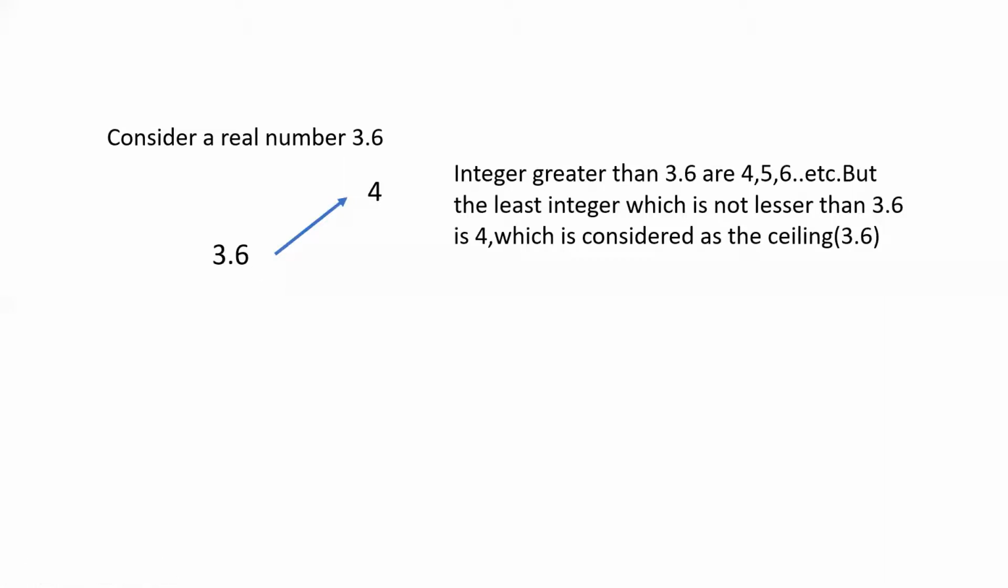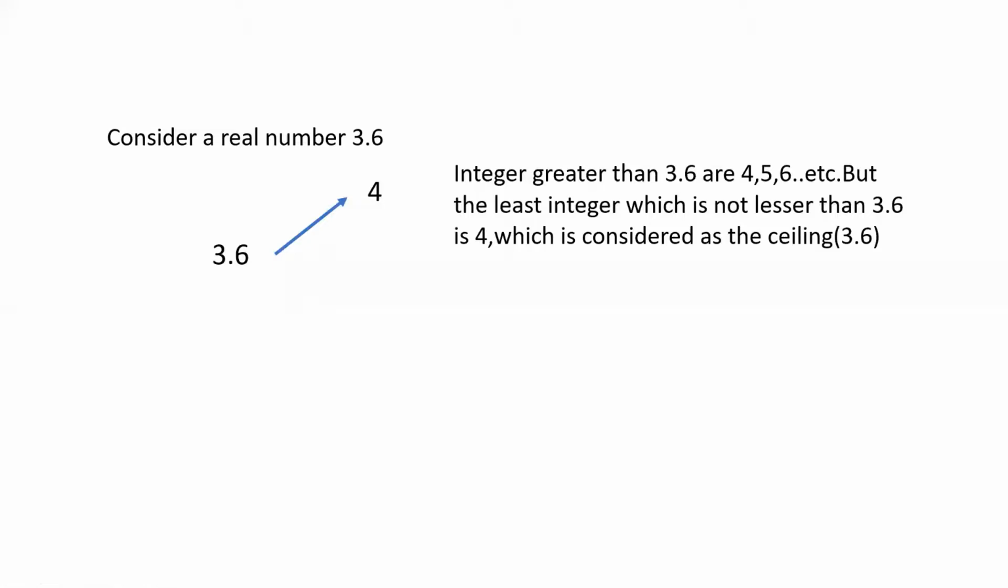We are going to learn about a concept called floor and ceiling. So before that, understand that 3.6 is a real number because it has a fraction part. The greater integers, if you are listing them, will be 4, 5, 6, right? But among these 4, 5, 6, which is the least integer which is not lesser than 3.6? You know that 4 is greater than 3.6, 5 is also greater, 6 is also greater, but among these, which is the least number? 4 is the least number.